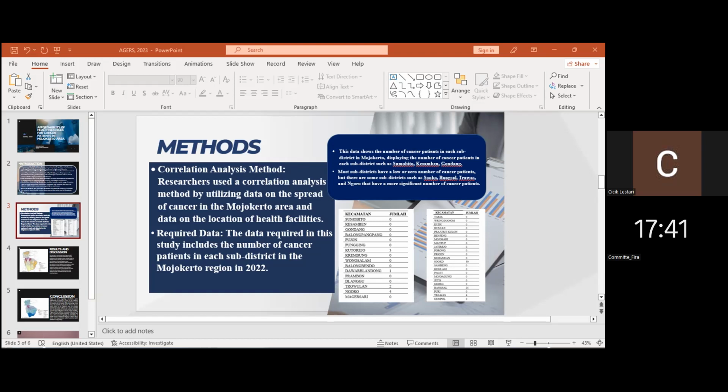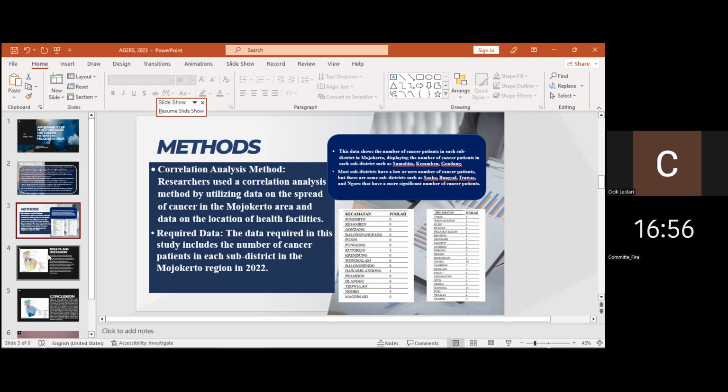The data required in this study includes the number of cancer patients in each sub-district in the Mojokerto region in 2022. This data displays the number of cancer patients in each sub-district such as Sumobito, Kesamben, Gondang. Most sub-districts have a low or zero number of cancer patients, but there are some sub-districts such as Soko, Bangsal, Trawas, and Ngoro that have a more significant number of cancer patients. It can be seen from the table listed.